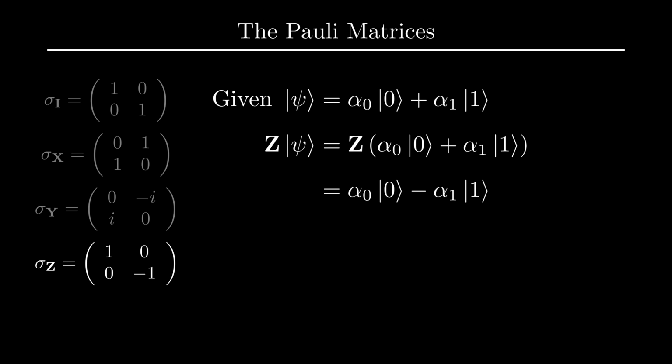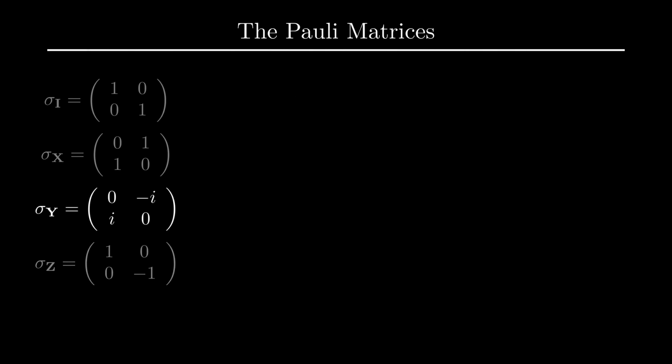As you can see, the effect of this gate is to flip the sign of the phase or the coefficient for the 1 state, in this case changing it from a positive to a negative. For this reason, it is commonly referred to as a phase flip gate. Finally, we will look at the Y gate.